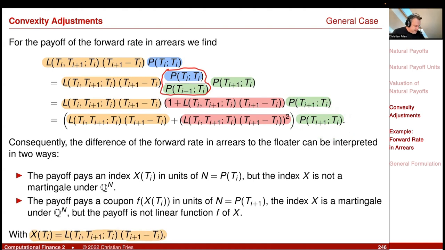So either I pay here in the wrong unit, so that means the index is not a martingale under this unit, or I pay in the natural unit, which means the index is a martingale under this unit. But now I pay a nonlinear function of this index. And this function here is convex. So the difference in the valuation comes now from having a convex function, not a linear one, a convex one. This is my convexity adjustment.